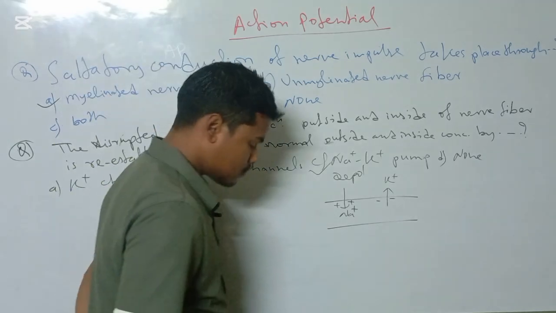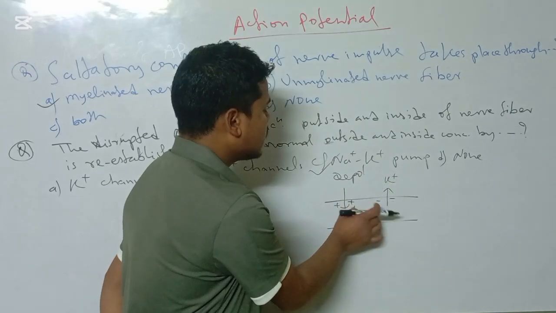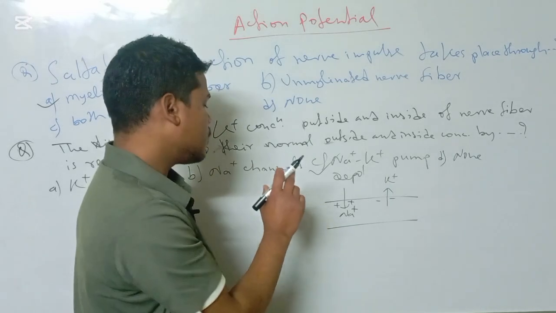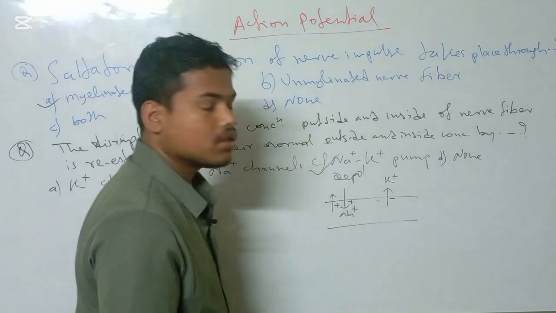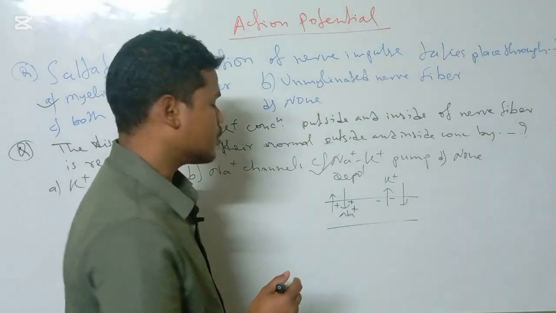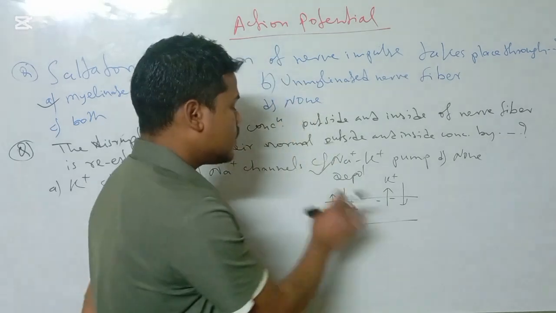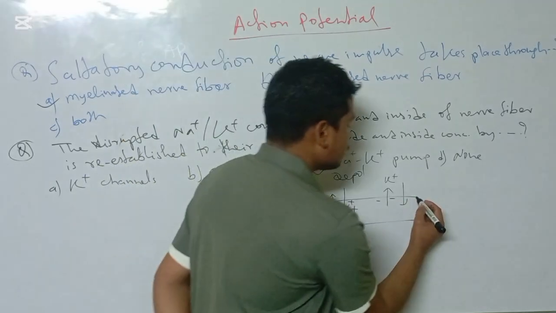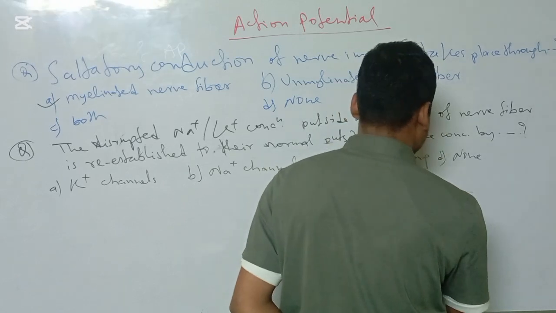So once the action potential is transmitted, the sodium potassium concentration should again be maintained at the normal condition, that is, this sodium should be effluxed and this potassium should be influxed to maintain the normal concentration: higher concentration of sodium outside the nerve fiber and higher concentration of potassium inside the nerve fiber. And this will be done by the sodium potassium pump.